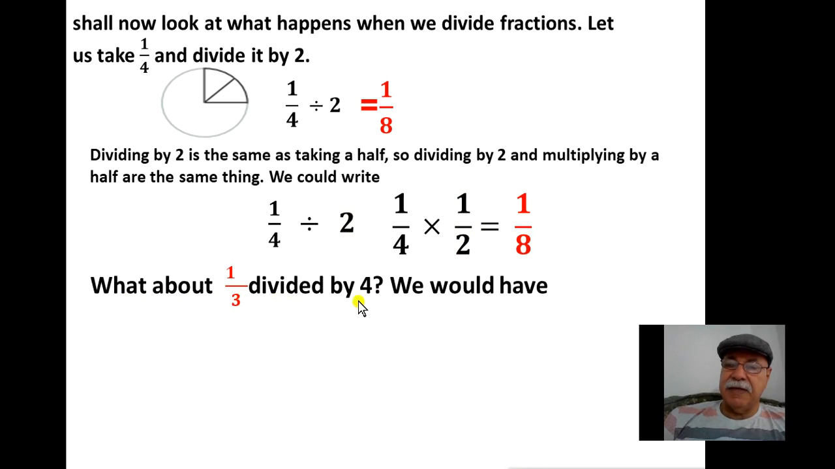What about a third divided by 4? We will have the same process. A third divided by 4, we get it like this. A third divided by 4 equals: a third, change the divide to multiply, and turn this fraction upside down to 1 over 4.